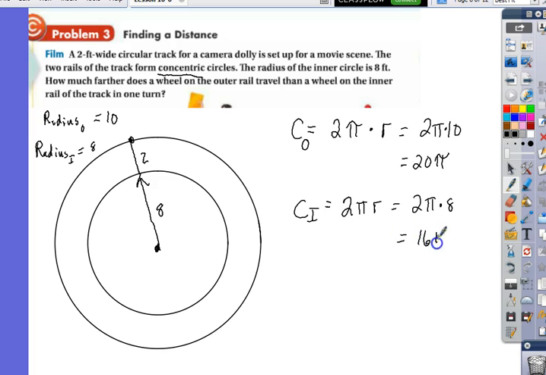16 pi. Now, if I want to know how much bigger the 20 pi is than the 16 pi, what do I need to do? Subtract. So that's going to be 4 pi. All right, so 20 pi minus 16 pi is 4 pi. If I want to put that in the calculator, then 4 pi is 12.6.